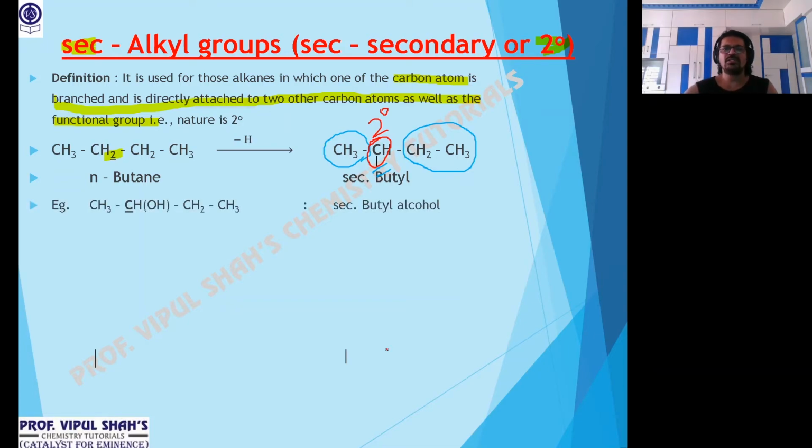Look at this now. Sec butyl alcohol. The same way, CH3, that's what you write, CH, down in a bracket, what you see the valency short here will be OH, and then CH2 CH3. So it's sec butyl alcohol. The nature of this carbon is always 2 degree. Then, same way, one more example, sec pentylamine.